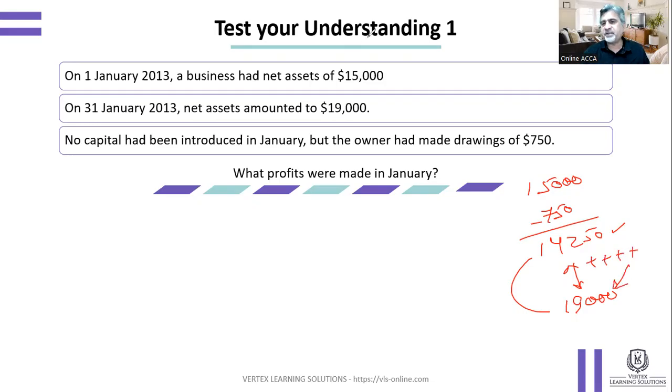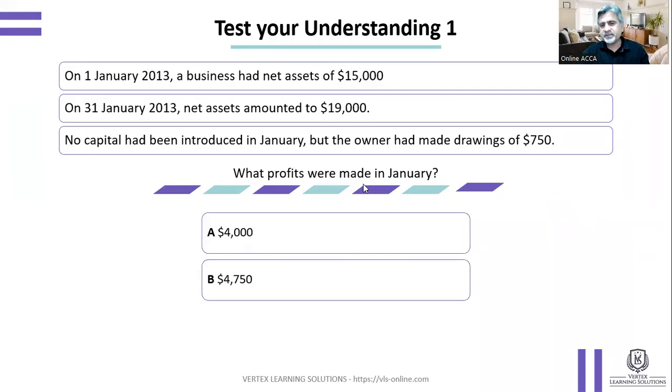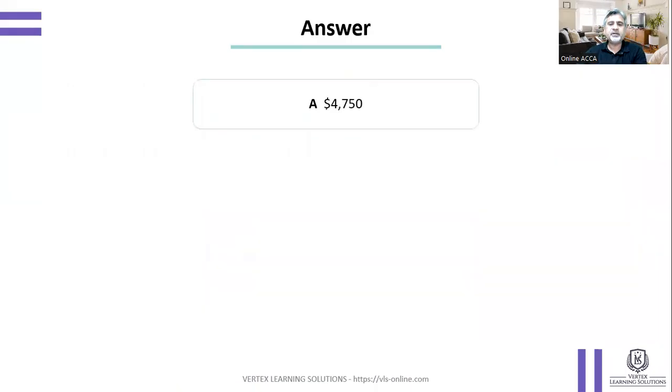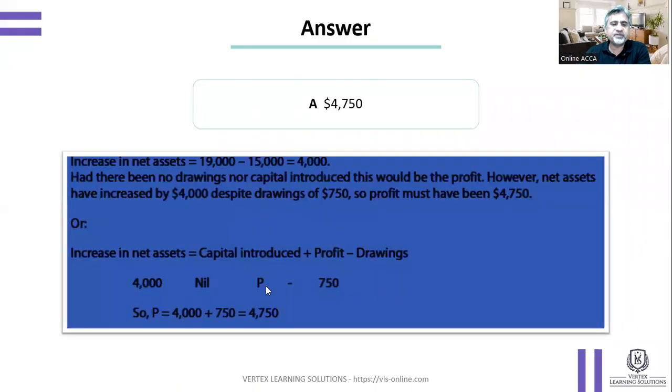So anyway, this is a mathematical way of thinking. You can just put the numbers in the equation. This is the solution which has been given here. Increase in net assets is 4,000, like 15,000 and 19,000. Remember 15 and 19, 4,000 is the increase in net assets, capital introduced, profit, and drawings.